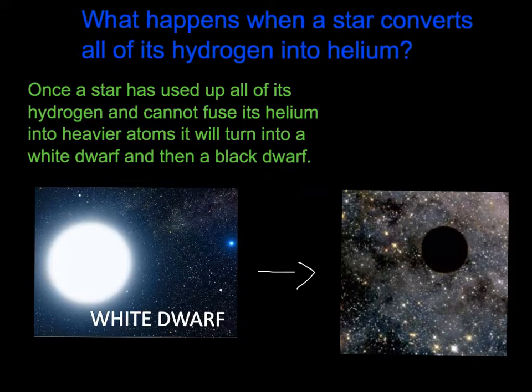What happens when a star converts all of its hydrogen into helium? Once a star has used up all of its hydrogen and cannot fuse its helium into heavier atoms, it will turn into a white dwarf and then a black dwarf. So once it has used all of its hydrogen, then there's no more outward pressure, and the star will start to collapse on itself, and that's what the white dwarf is.